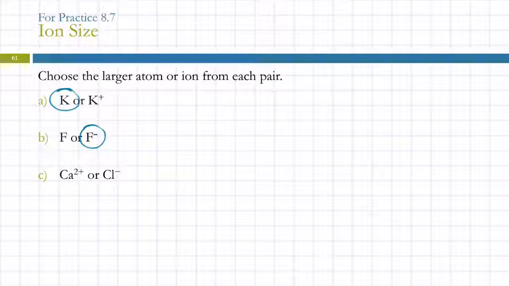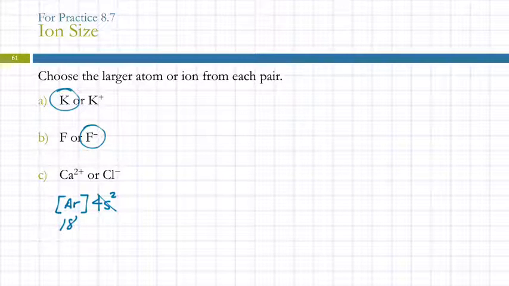Calcium ion or chloride ion? Well, we have to look at these. Calcium is argon 4s2, right? And when you make the ion, you take off those valence electrons. So this has the same electron configuration as argon. It's got 18 electrons.